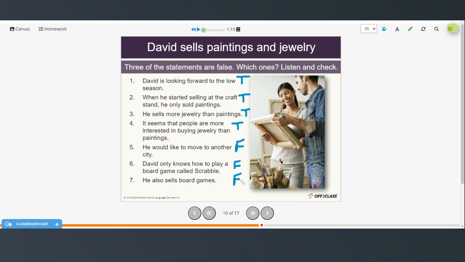All right, so it's the last three statements that were false. He would like to move to another city. He said no, he couldn't imagine being anywhere else. He only knows how to play a board game called Scrabble. That's false because they also play chess and backgammon, but he just likes Scrabble the best. And he also sells board games. That is not true. He didn't mention anything about selling board games.